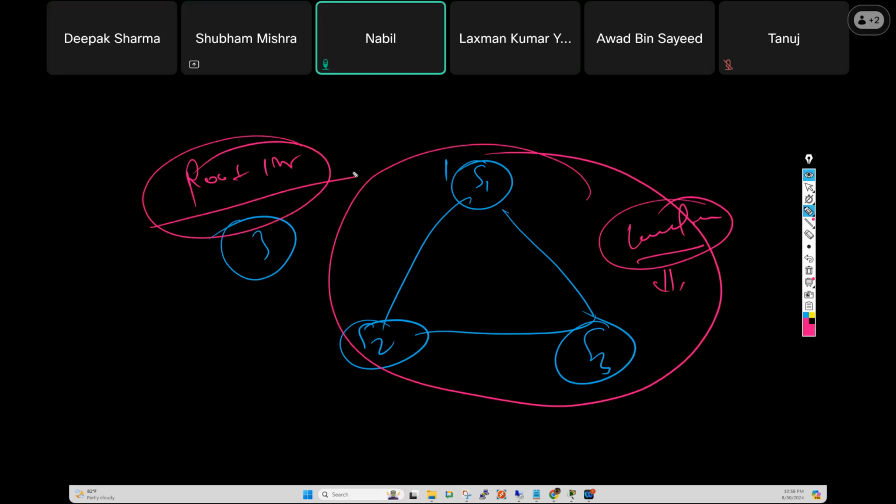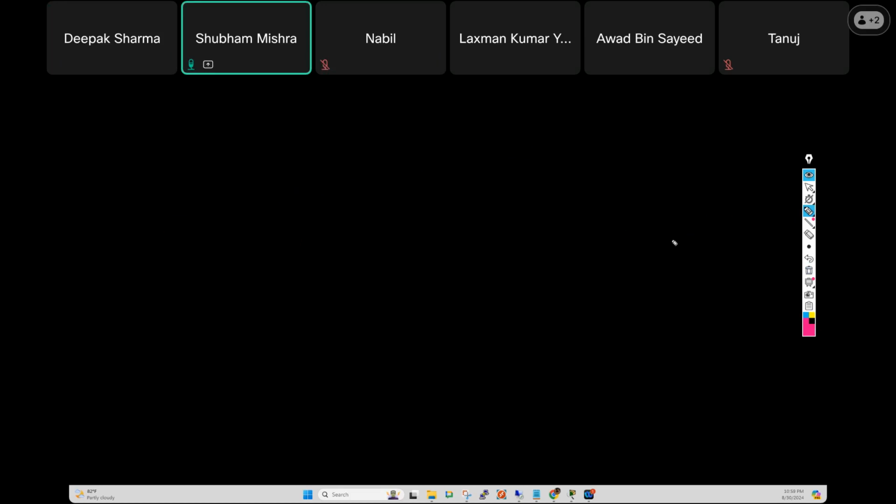Now the thing is how this root bridge will be elected. In a company, the team leader is hired, but in your topology, there are some parameters. On the basis of those parameters, the root bridge will be elected.